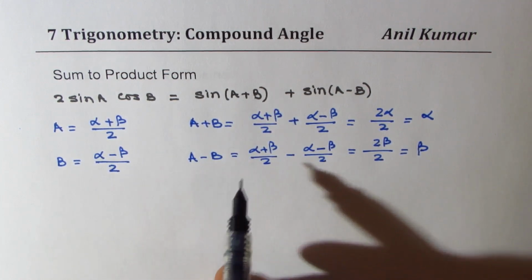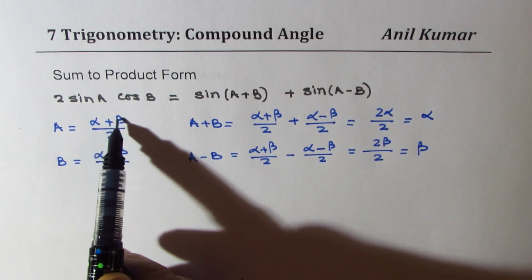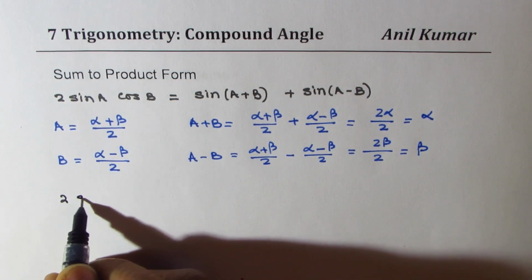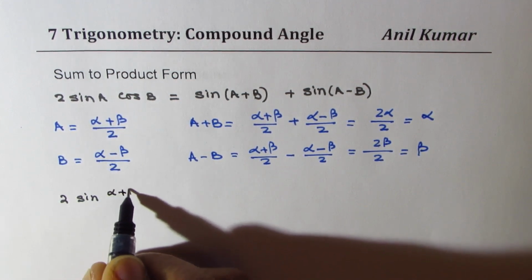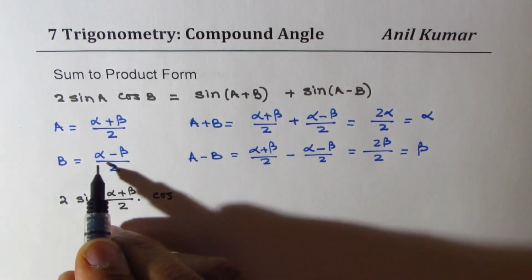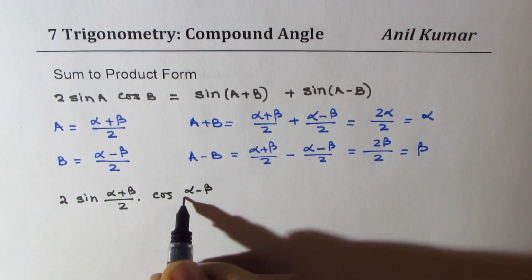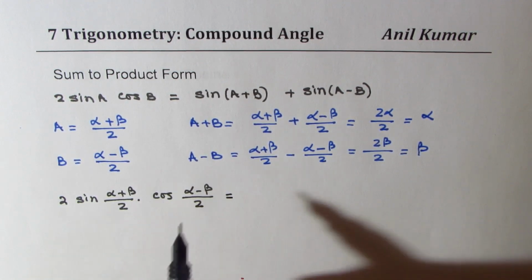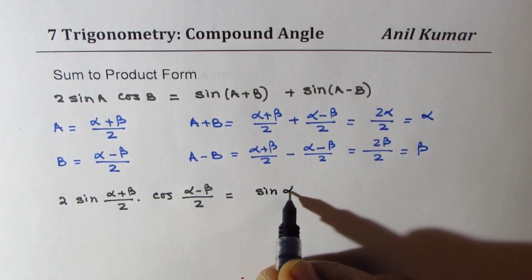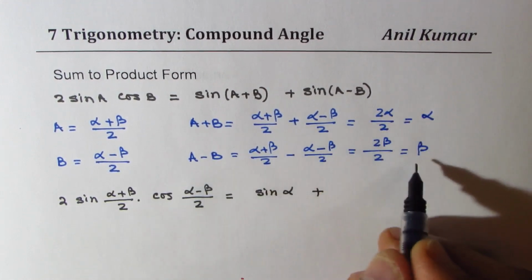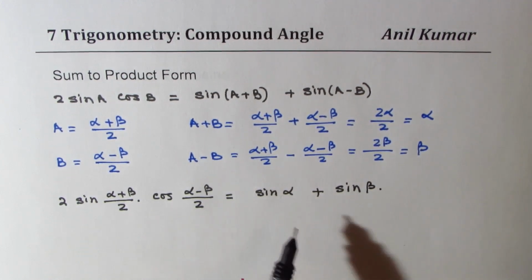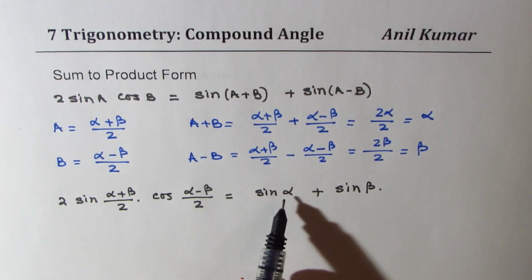So we can replace all these terms. Once I do that, what do I get? So instead of a, I am writing alpha plus beta by 2. So the equation becomes twice sine of alpha plus beta by 2 times cos of b, which is alpha minus beta by 2, equals a plus b, which is nothing but alpha, so we get sine alpha, plus a minus b is beta, so we get sine beta. Correct? So now we have written from sum to product.